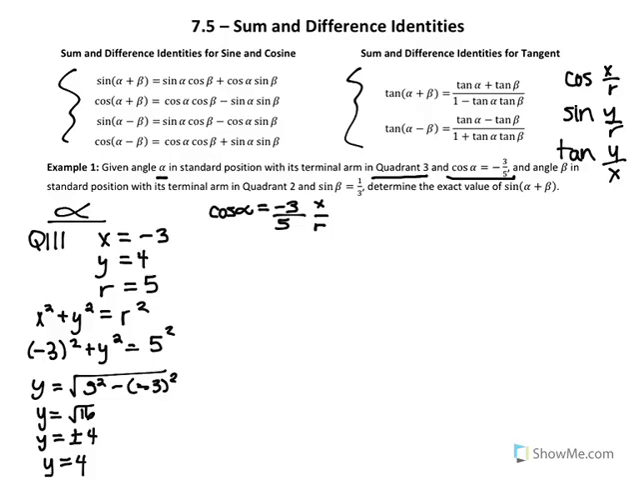Alright, using that, now I can find sine of alpha. Sine of alpha is going to be y over r. We're going to table that for now, and then we're going to come back to it.